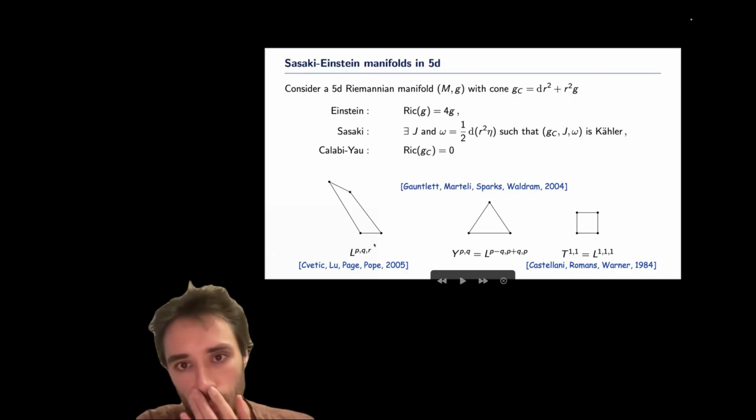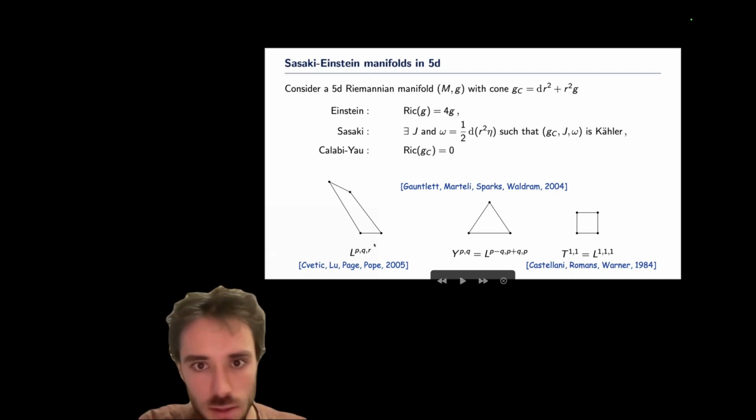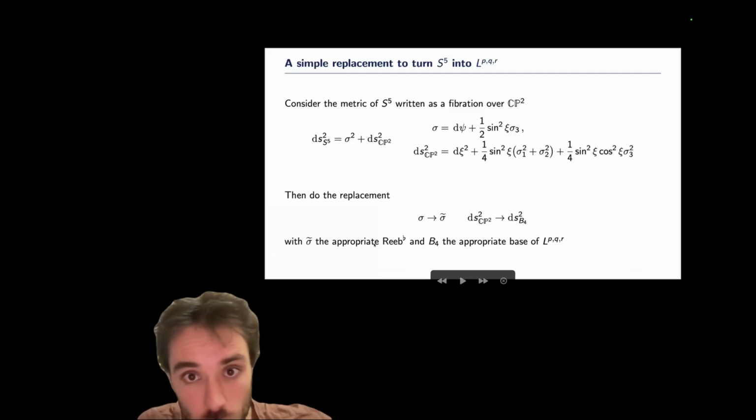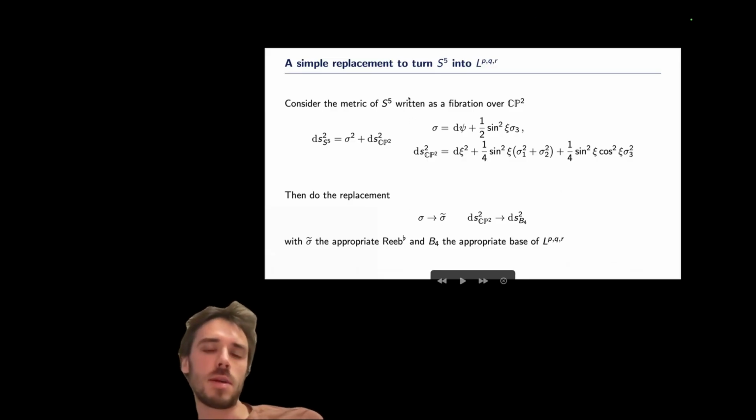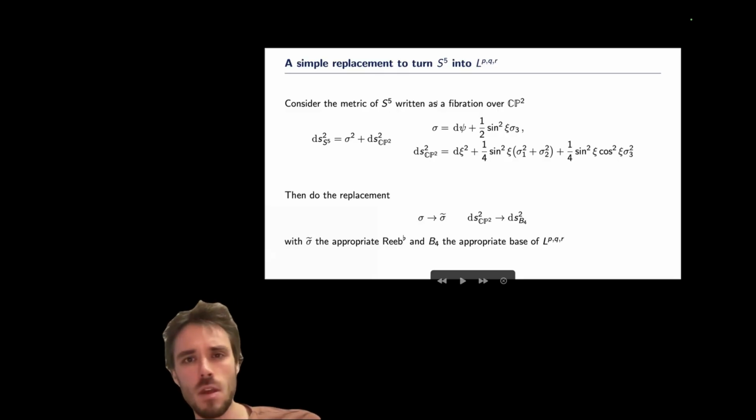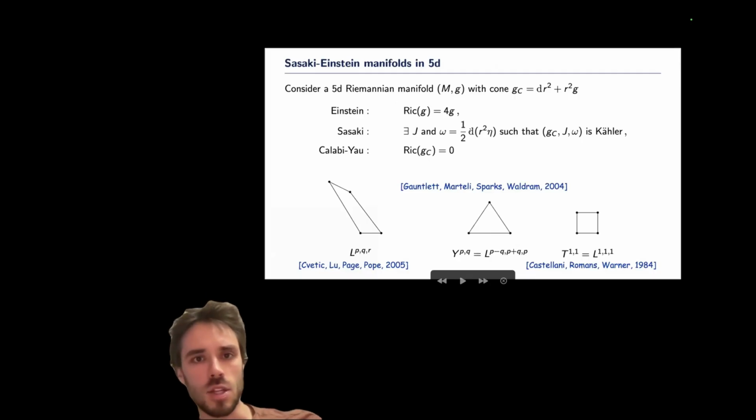Good. So these manifolds exist. They're extremely useful in holography and in supergravity and string theory. Now the question is, can we make use of them in our story? Remember that the previous black hole that I showed you had an S1 times S5 boundary. Now let me take the S5 and write it down in the following suggestive fashion. I introduce a one-form sigma, which is dual to what's called the Reeb vector in Sasaki-Einstein language.